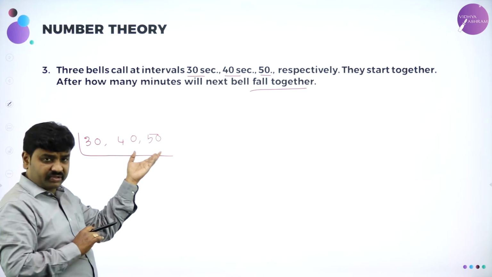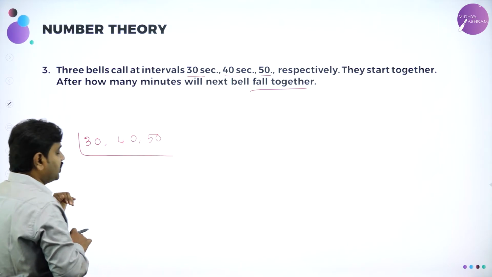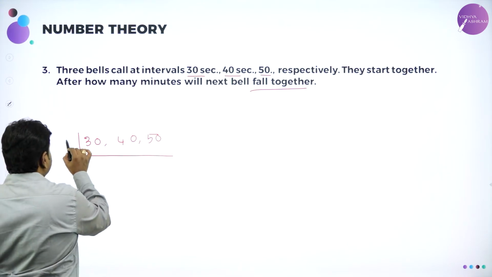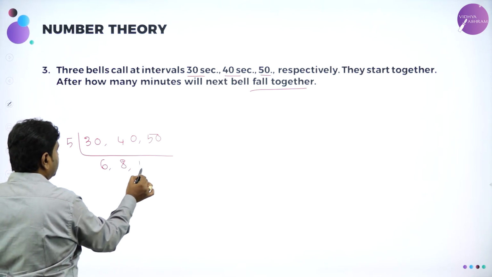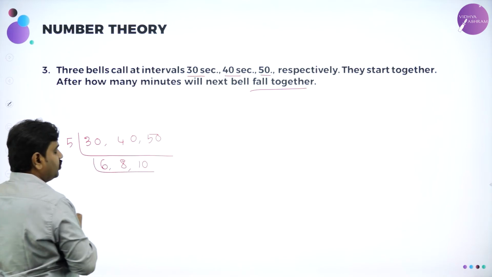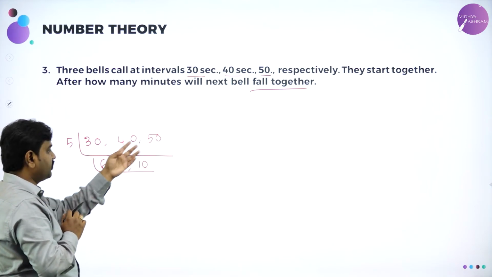5 is a prime factor; divisible by 5. So I will start with the higher one, or you can start with 2 also. I will start with 5. 5 6s are 30, 5 8s are 40, 5 10s are 50. Do you agree? 5 6s are 30, 5 8s are 40, 5 10s are 50.